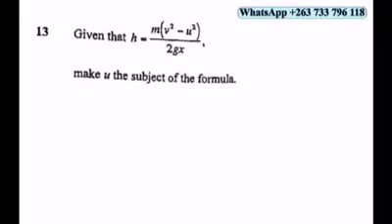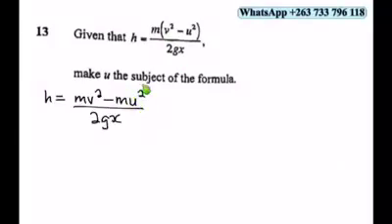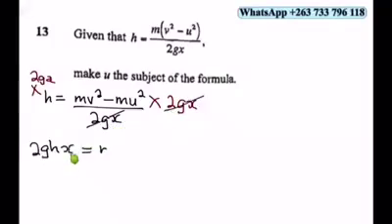Number 13, make u the subject of the formula. So h is equal to m bracket v squared minus u squared over 2gx. So the first thing is to expand the bracket. Let me expand the bracket here. You can see that m multiplies everything in the bracket. And the next step is to remove this denominator, times 2gx both sides. So this will remove 2gx here. 2gx will multiply h, so this is our h, it will become 2ghx is equal to mv squared minus mu squared.